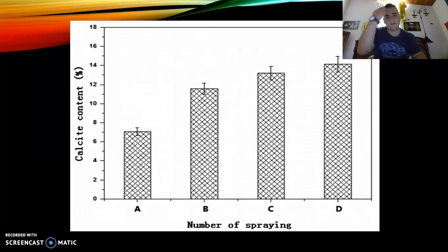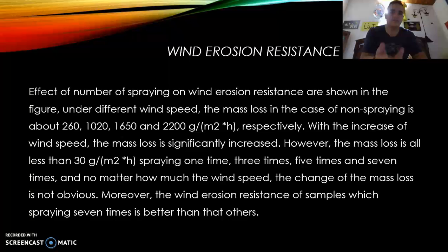In this one, we can see the number of spraying versus the calcium content, and the wind erosion resistance of samples. It shows the number of spraying at different wind speeds. The mass loss in the case of non-spraying is about 2060, 220, 60 and 1650.